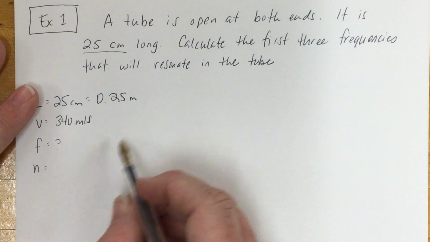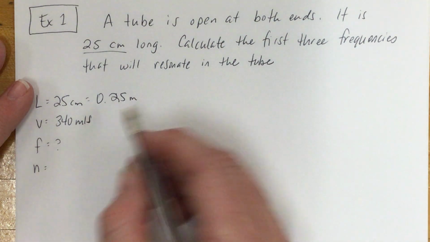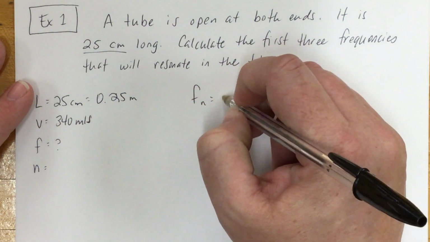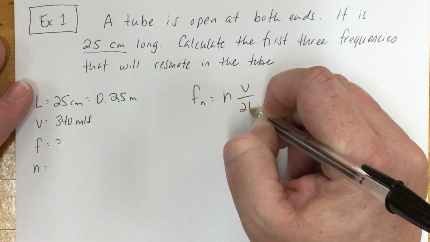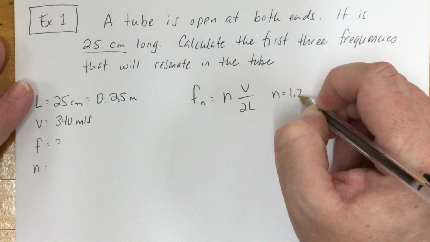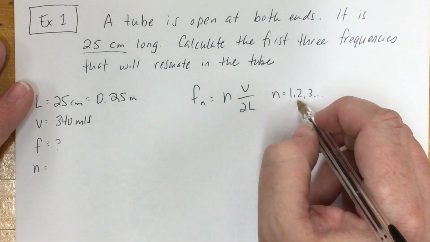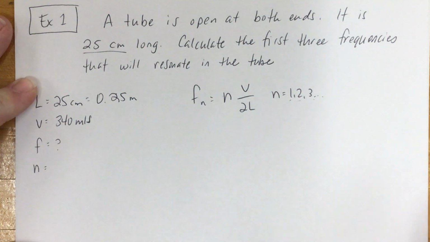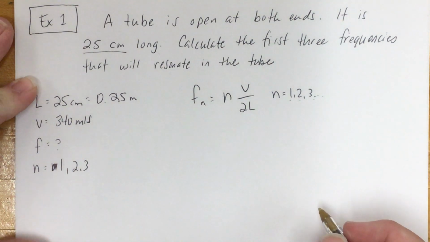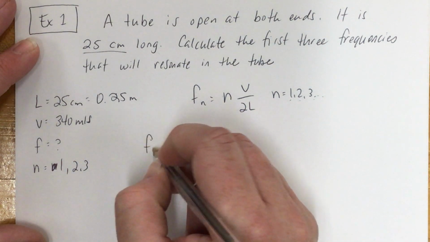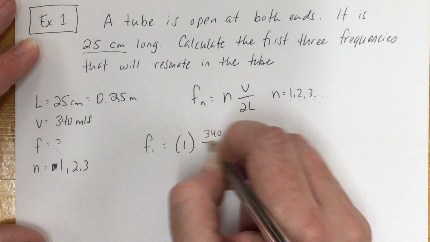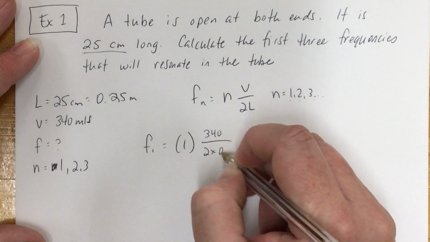We're looking for the frequency, and we're looking for our first 3 frequencies. Because this tube is open at both ends, we'll say f of n equals nv over 2L. And the n's we can use are 1, 2, 3, etc. So these are the first 3 frequencies that we have. We'll use n equals 1, 2, and 3, and we'll do that 3 different times. So we'll say f of 1 equals 1 times 340 over 2 times 0.25.